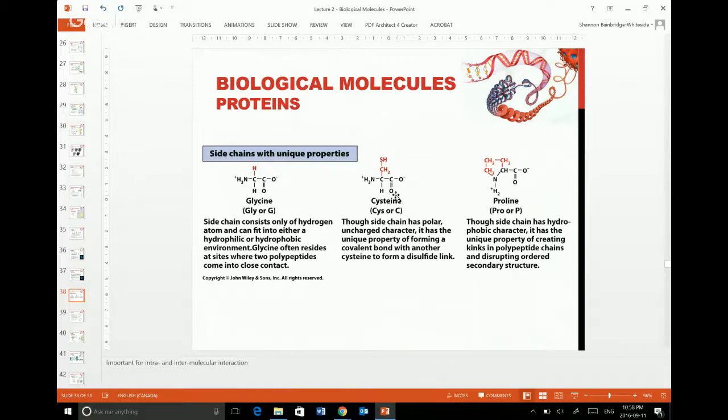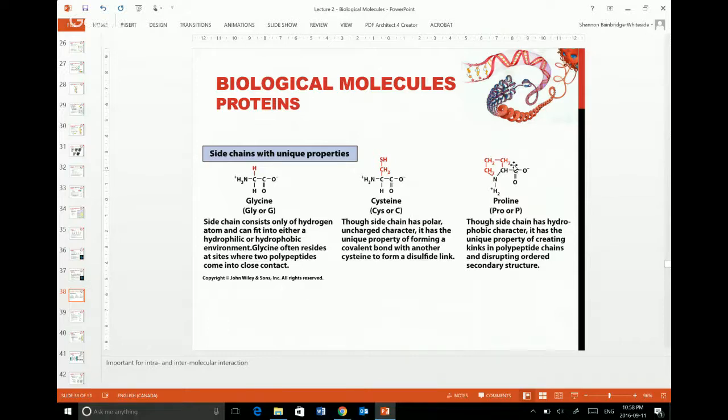Cysteine is very important for protein-protein interactions because it has a sulfur group. If you remember from chemistry, two sulfur groups, when they come in contact with each other, can create what's called a disulfide bridge, which is a very, very strong covalent bond. And so when you have two cysteines that come in close contact with one another, you get this very strong covalent bond that's going to be very hard to break apart.